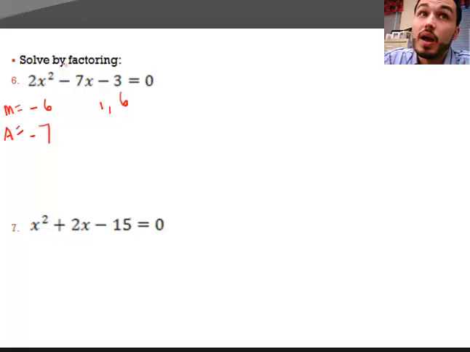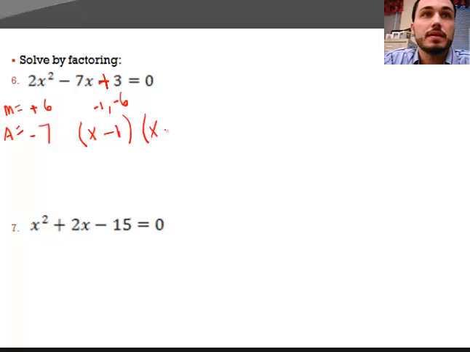So here's what I'm going to do. I'm going to change this to a +3, and now it'll be doable. So now my multiply number is +6, and in order to make it add to -7, both of these numbers will have to be negative. Because -1 times -6 is +6, and -1 plus -6 is -7, that works. I write it out as x minus 1 and x minus 6. I promise it works out correctly on the test.